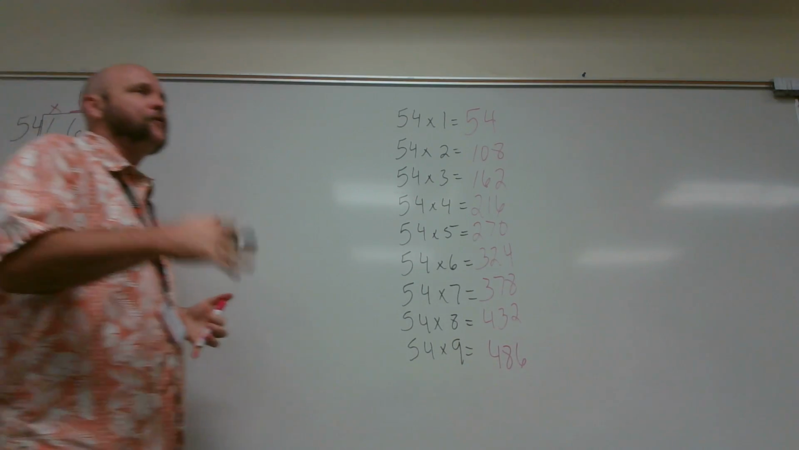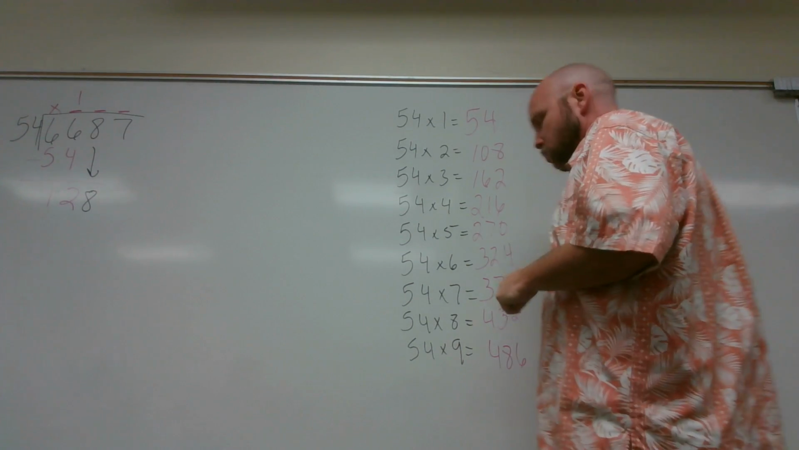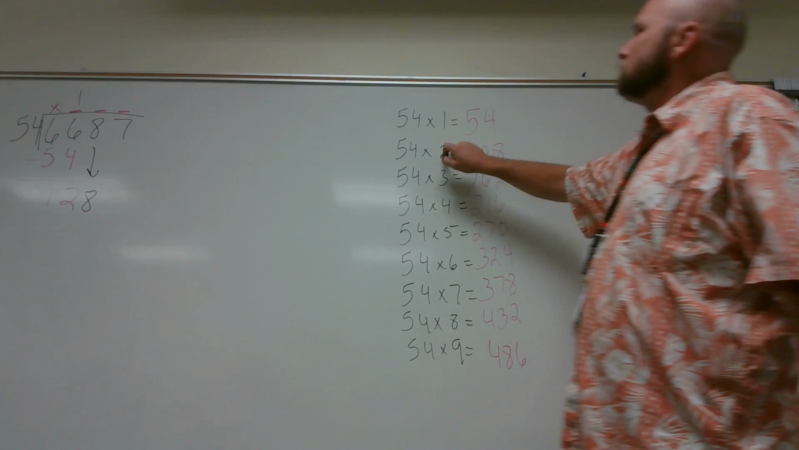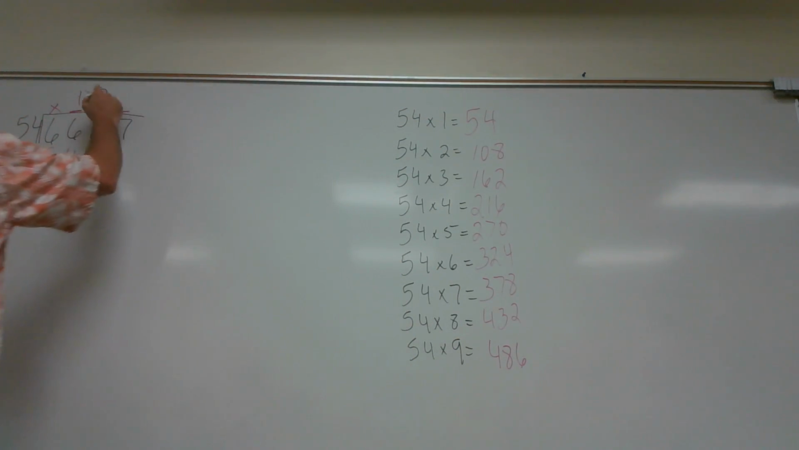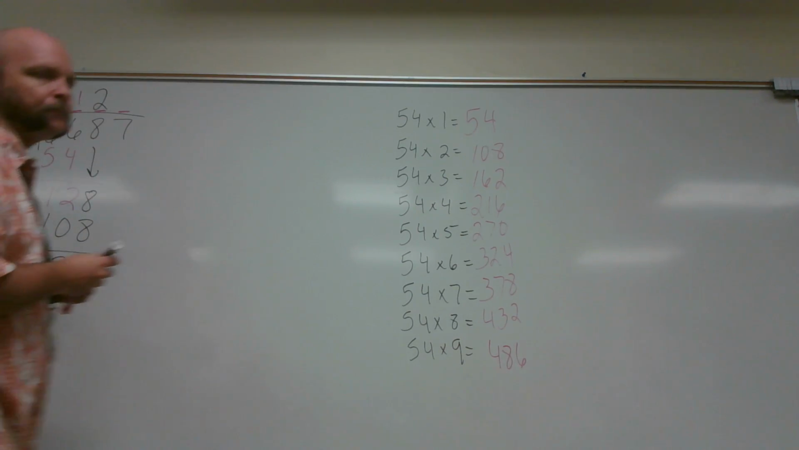So now I'm taking 54 into 128. Now I'm looking over here at my multiples, my pink numbers. Andrew, which one of those pink numbers is as close to 128 as you can get without going over? 108. That makes 2 as the tens digit in my quotient. We say this is 108. We subtract, and we get 20.